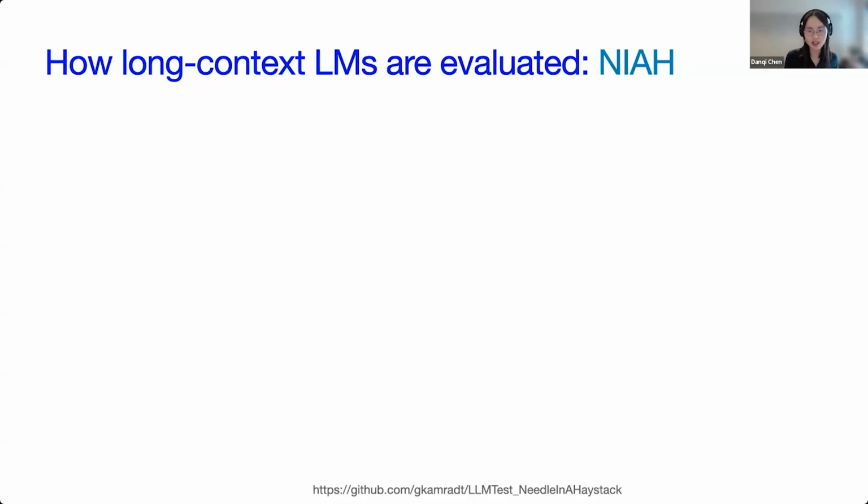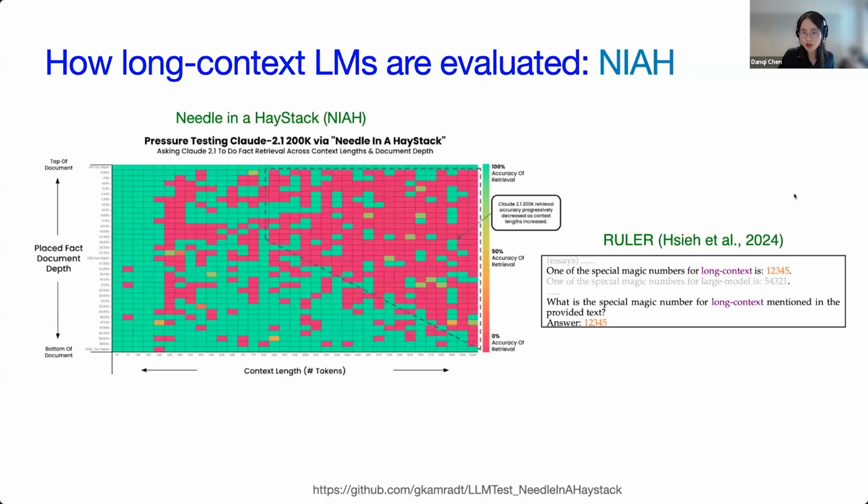So let's first take a look at how long context models are actually evaluated in our research community. To my surprise, there are dozens of papers that simply rely on a task called needle in a haystack. You have probably all seen these green and red grid figures like the one I showed here. Needle in a haystack is a very simple task. It tries to insert a needle into a large amount of irrelevant text, and then asks a question about this inserted needle. For example, what is the special magic number mentioned in the text?